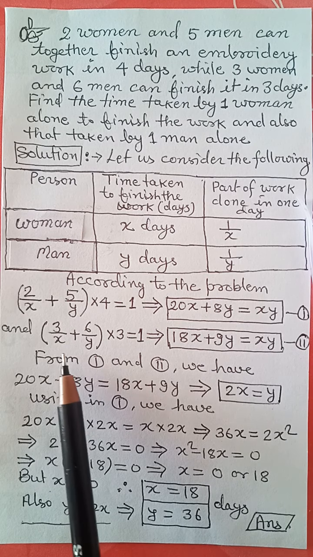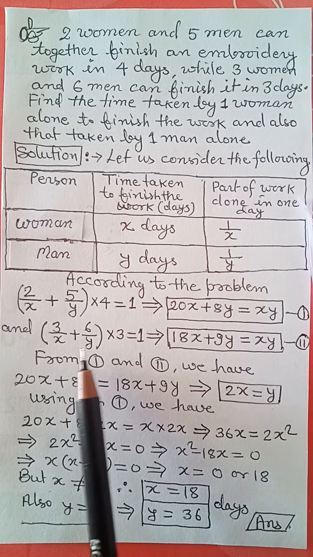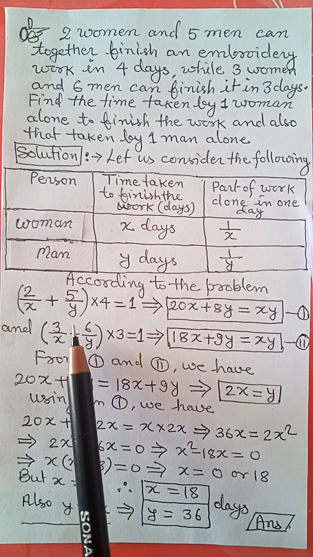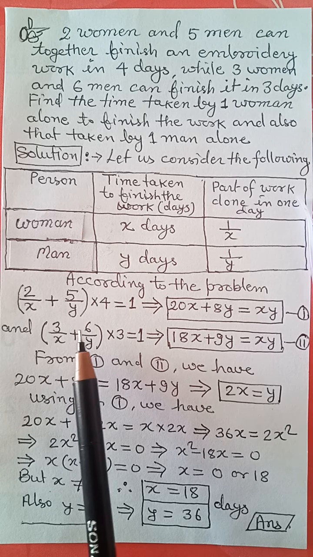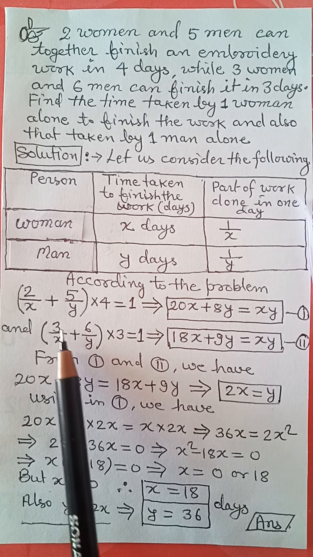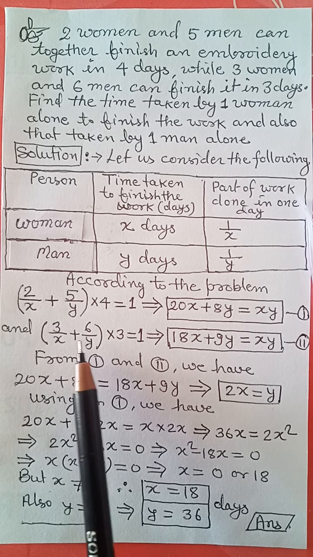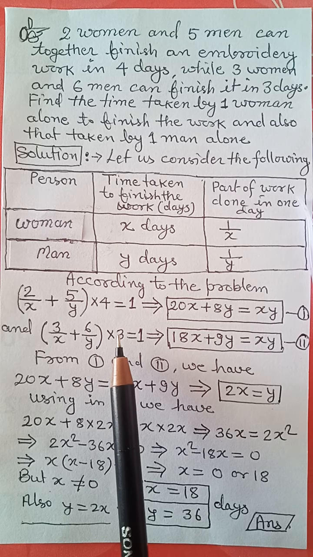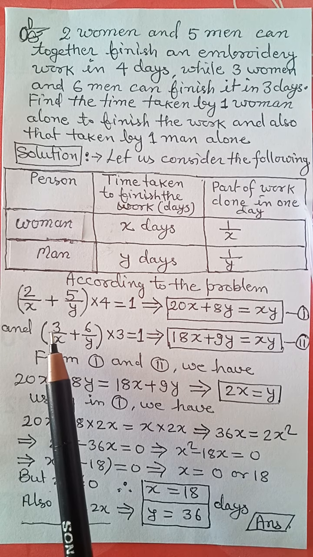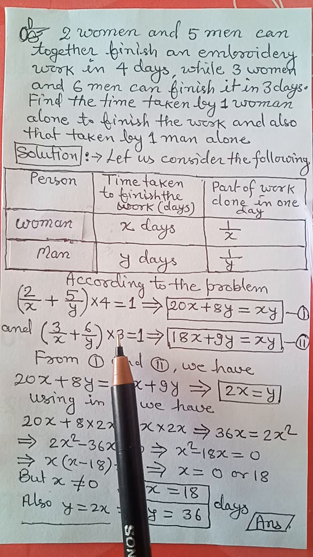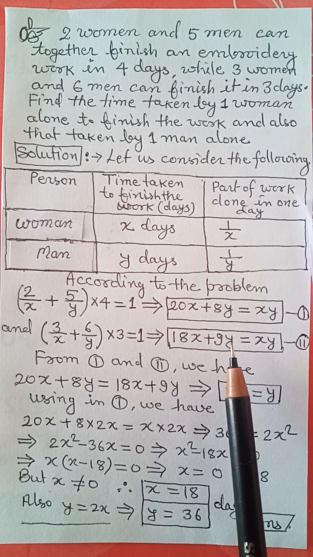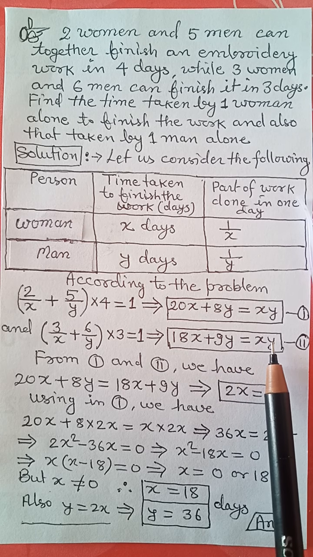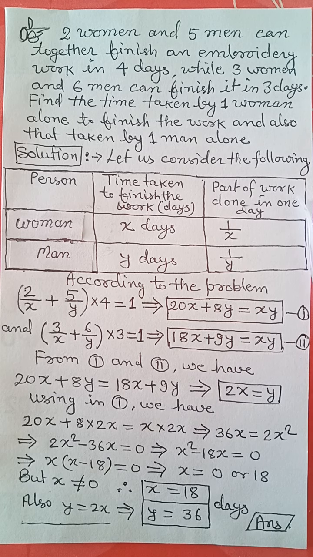Now here, LCM is xy, and multiplying it crosswise, we will have xy here. In the numerator, we will have 6x plus 3y, and this multiplied by 3. Now 6x multiplied by 3 is 18x, and 3y multiplied by 3 is 9y. Hence we get 18x plus 9y is equal to xy. This is our second equation.